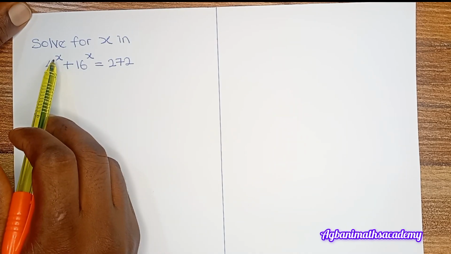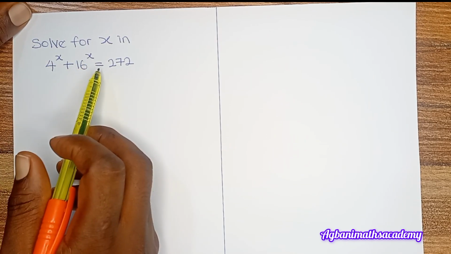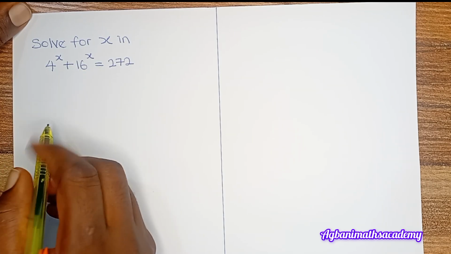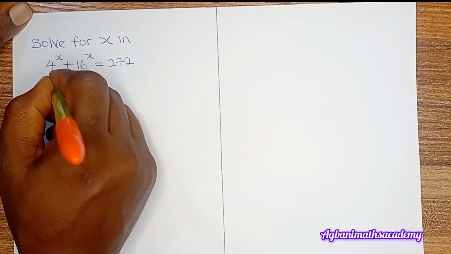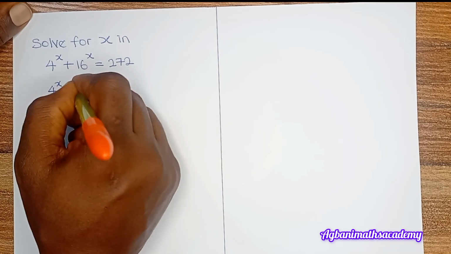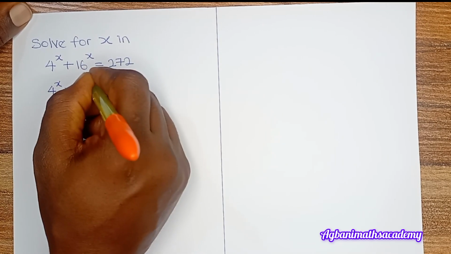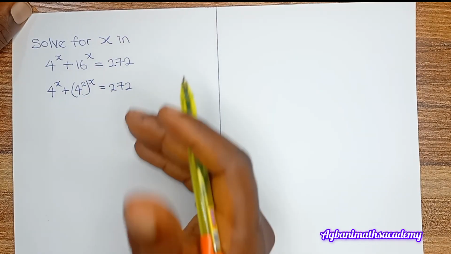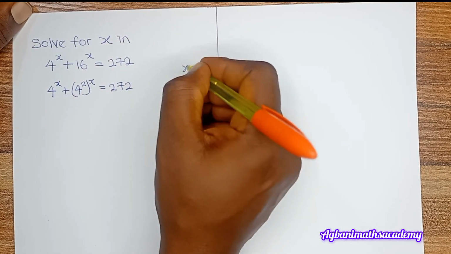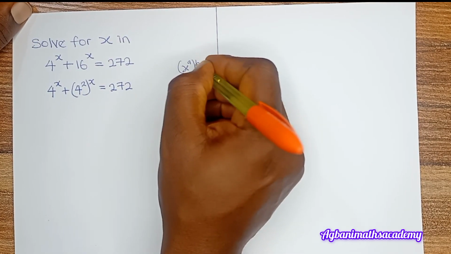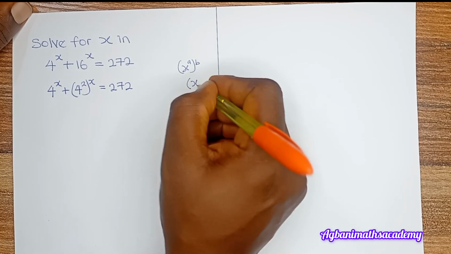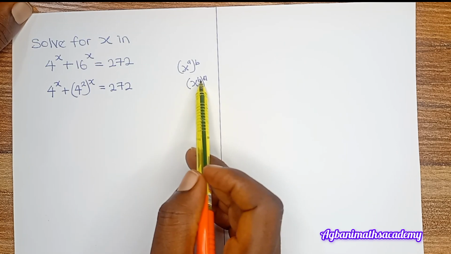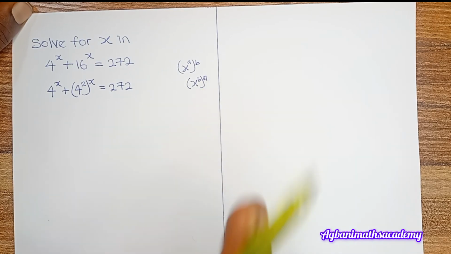So we have 4 to the power of x plus 16 to the power of x is equal to 272. Let's convert 16 to be a power of 4. This will give us 4 to the power of x plus 4 squared to the power of x is equal to 272. However, applying the laws of indices, we know that x to the power of a to the power of b is the same thing as x to the power of b to the power of a. Okay, so whether you have a inside or you have a outside is the same thing.